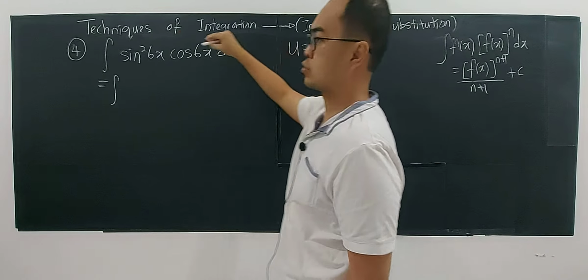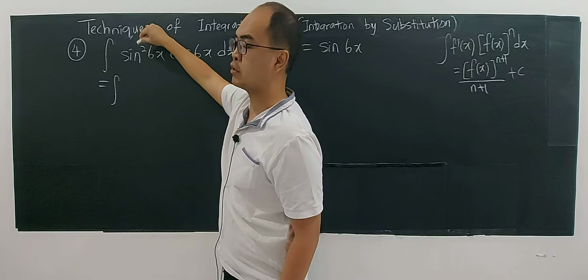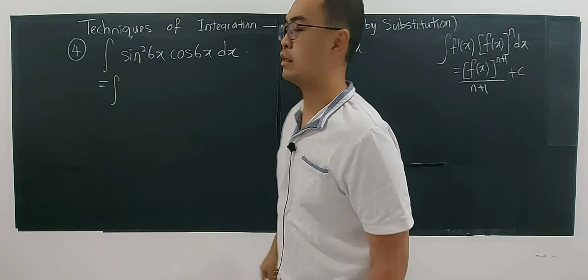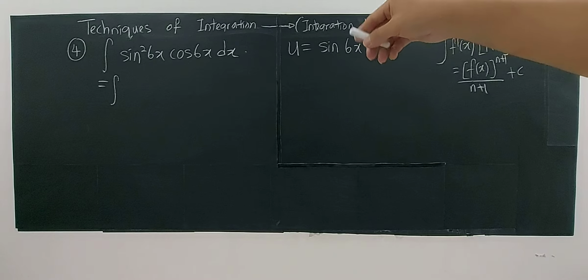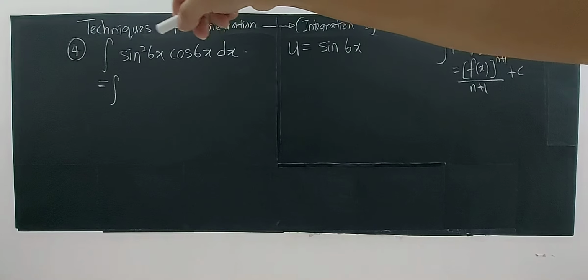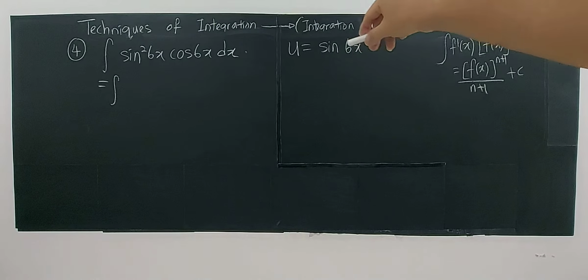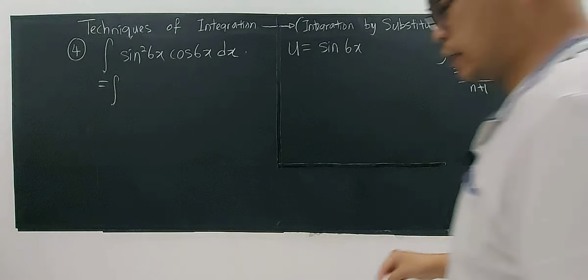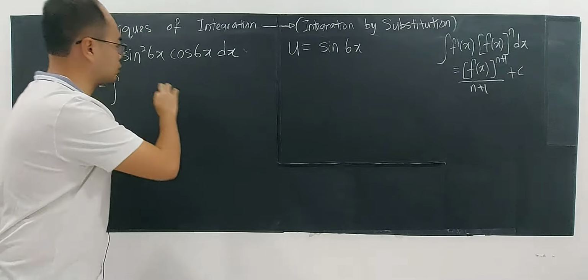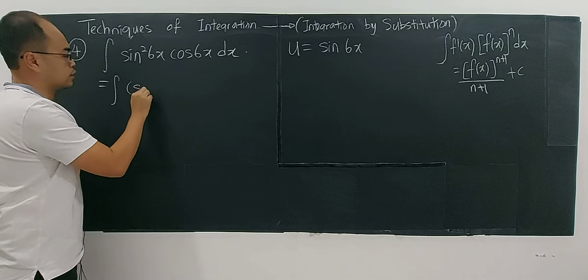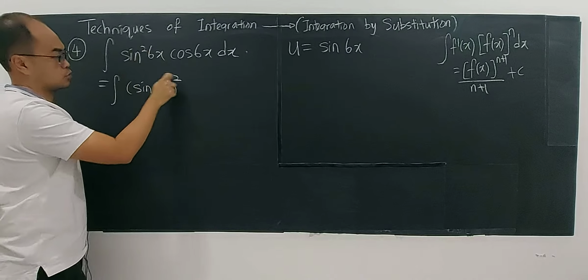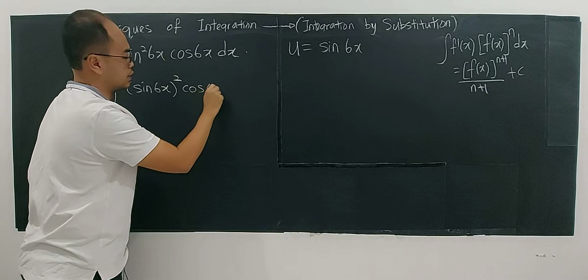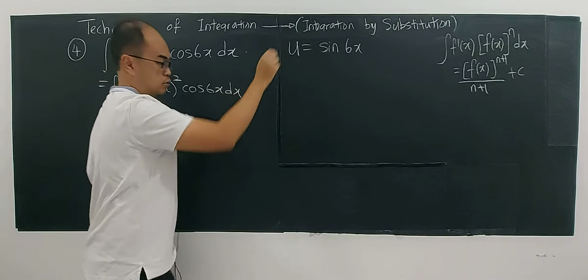I won't choose the square, because if you use the square, when you differentiate using the power rule, you get something very complicated, right? So for me, I choose sine 6x. You can try anything that you want, but in this video, I suggest that you write out the square and you have cos 6x dx. Why? Okay, let's see.